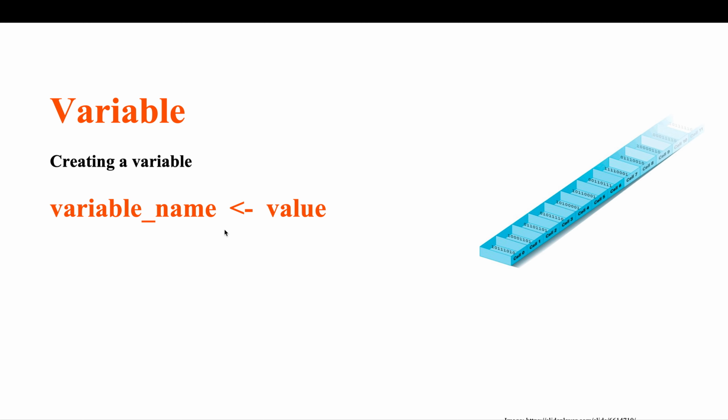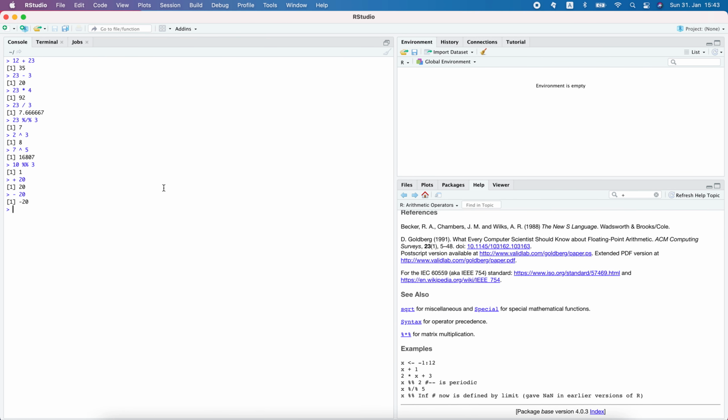So first I will create a variable. To create a variable, you write the variable name, then the assignment sign, and then the value you want to assign to that variable. So let's go to our RStudio console and create our first variable. My variable name is x, and I'm storing the value 10 in x. As you execute this instruction, you will see a variable in this area.